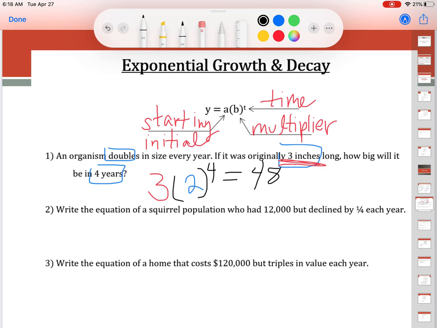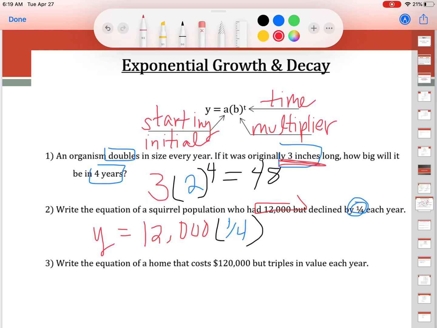Okay, number 2 and 3 says write the equation. So if it's a write the equation, then it's just y equals, because that's an equation. Again, we have a starting number. Write the equation of a squirrel population who had 12,000 squirrels but is declining or decaying 1/4.